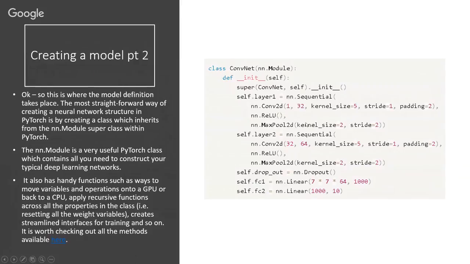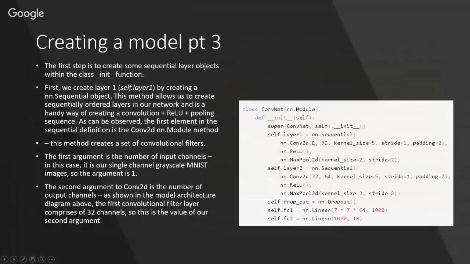The most straightforward way to create a neural network structure in PyTorch is using the nn.Module class, which contains all you need to construct a typical deep neural network. It also has handy functions, such as a way to move variables and operations onto a GPU and back to the CPU, apply recursive functions across all properties in the class, reset all the weight variables, create a streamlined interface for training, and so on. It's worth checking out all the methods at the PyTorch docs.